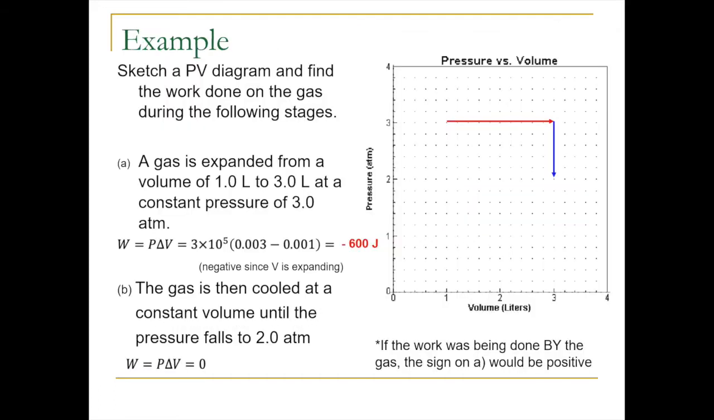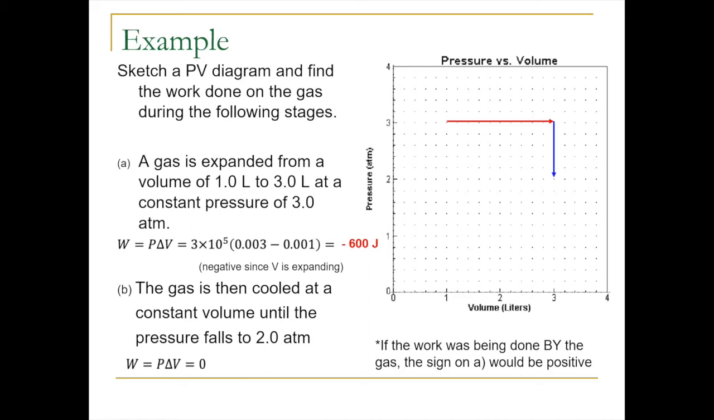So let's do an example that applies this concept. We're going to create a PV diagram based upon the scenarios that you see below. With part A, we're going to take a gas and expand it from a volume of 1 liter to 3 liters at a constant pressure of 3 atmospheres. The first thing I hope that you see is that there's a unit issue that we have to deal with. When we're calculating work, we have to maintain SI units, which means pressure needs to be in pascals and volume needs to be in meters cubed. So once we do those conversions, we can calculate the magnitude of 600 joules.